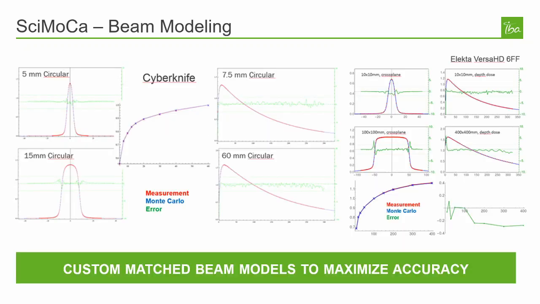Through the use of machine-specific beam modeling, SciMoCa achieves accuracy levels of 0.5 to 1%, which can be compared to levels between 3 to 5% for template-based calculations. This performance means you don't have to worry about deviations coming from inaccurate base data or improper commissioning of the treatment planning system.